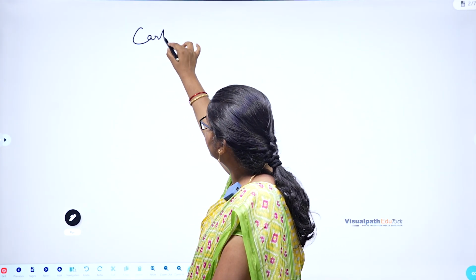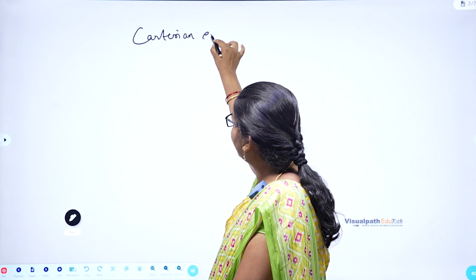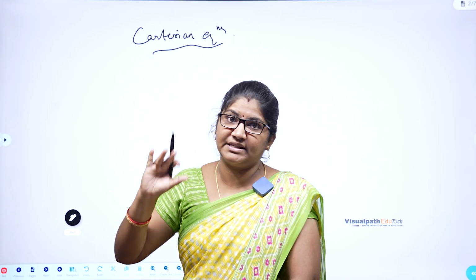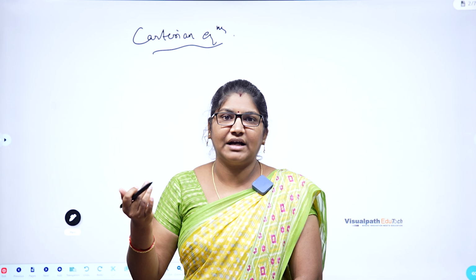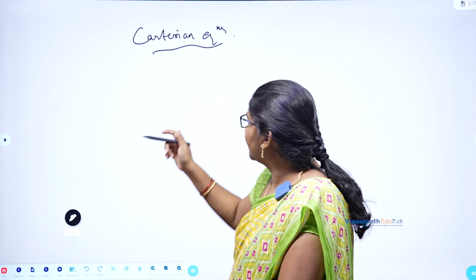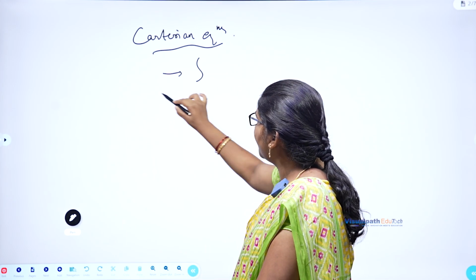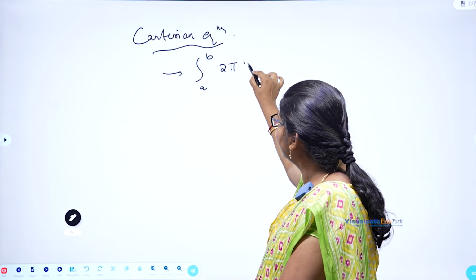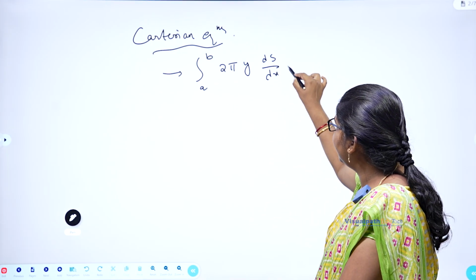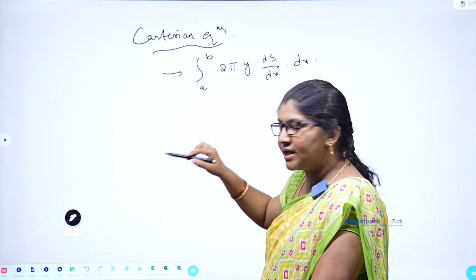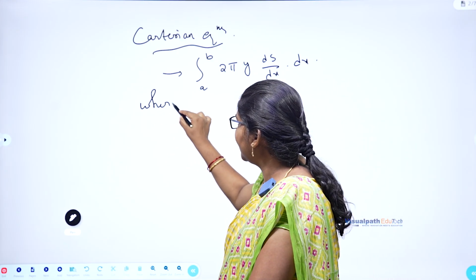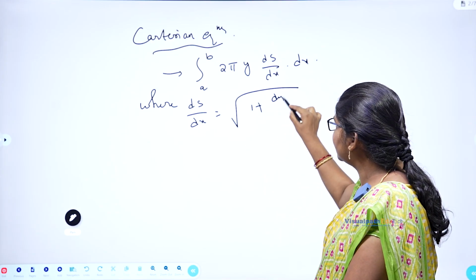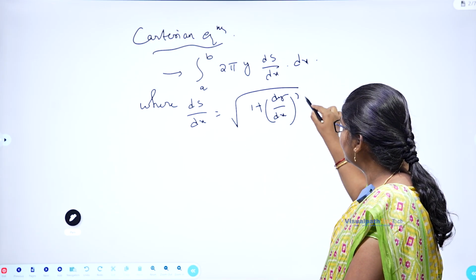If the question is given in terms of x and y, which are called Cartesian equations, then the area of surface of revolution will be integral a to b 2 pi y ds by dx into dx, where ds by dx will be under root 1 plus dy by dx whole square.